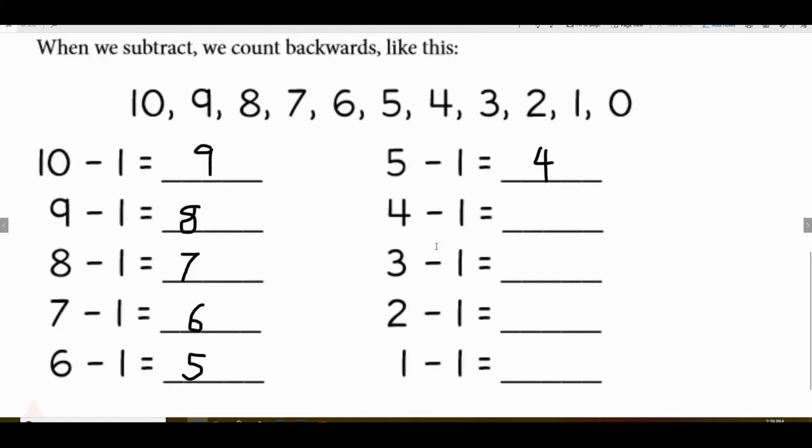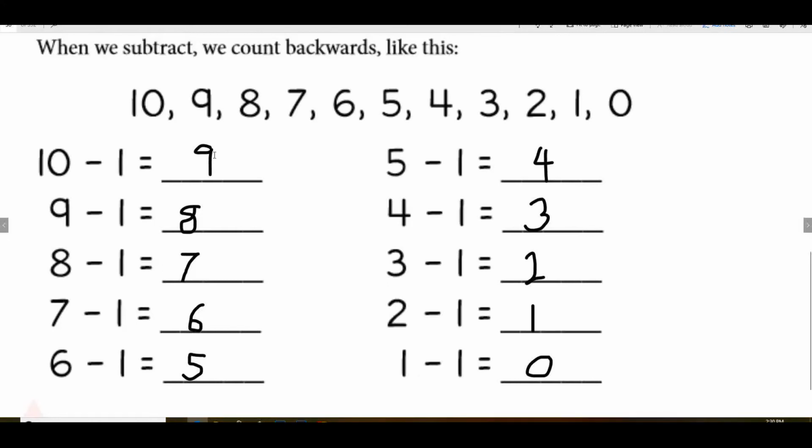What if you have 4 minus 1? What does that leave? And what if you have 3 minus 1? What does that leave? What if you have 2 minus 1? What does that leave? And what if you have 1 and you take away 1? What does that leave? That's right.